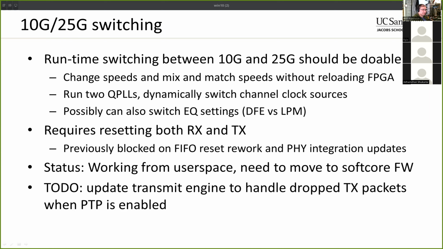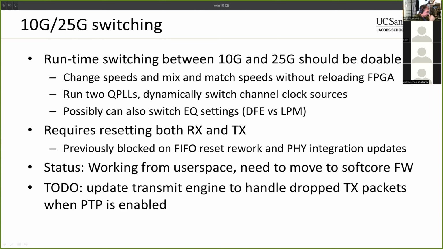In terms of what we need from the hardware side, the next step is to implement the softcore firmware, which will simplify this process a little bit. So the idea is that all of the register settings will just live in softcore firmware, and then you can use a high-level command basically to tell the softcore to load a particular set of register settings and reconfigure the links to run at 10 gig or 25 gig or whatever.